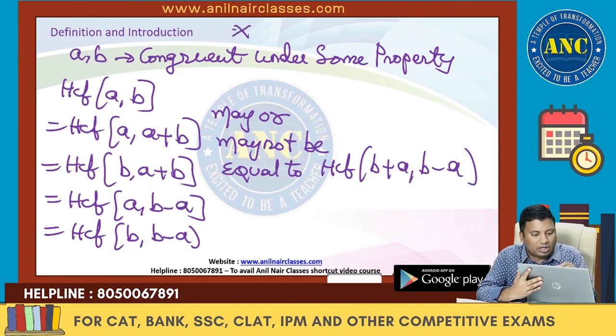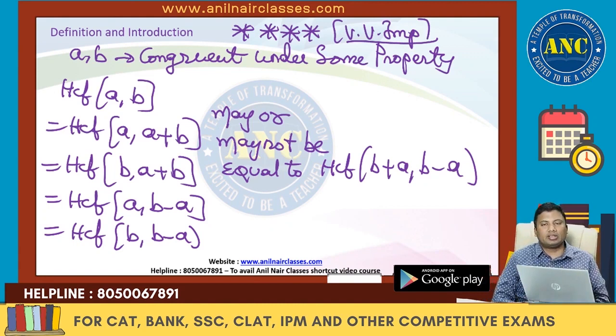Please make a note of this extremely important key point. Very, very important key point. If two numbers are congruent under some property, individual number with the addition of numbers, individual number with the subtraction of numbers, HCF will not change. I hope it is clear, right?